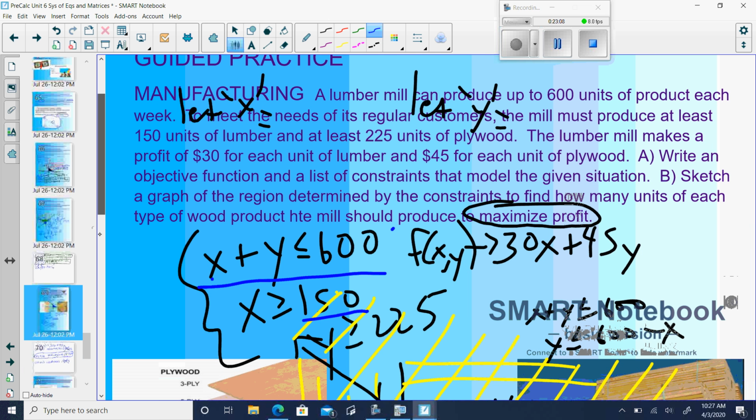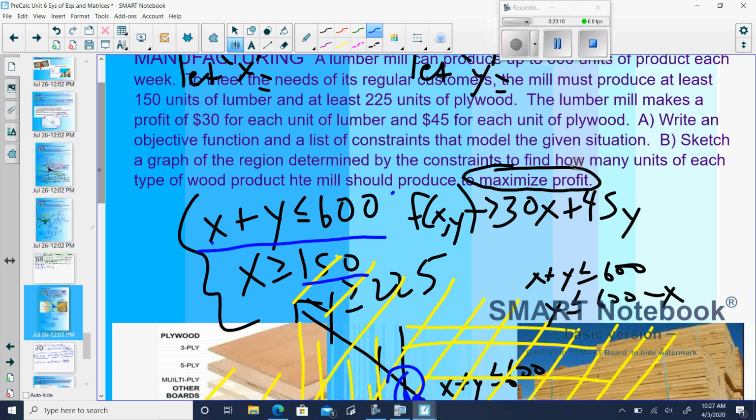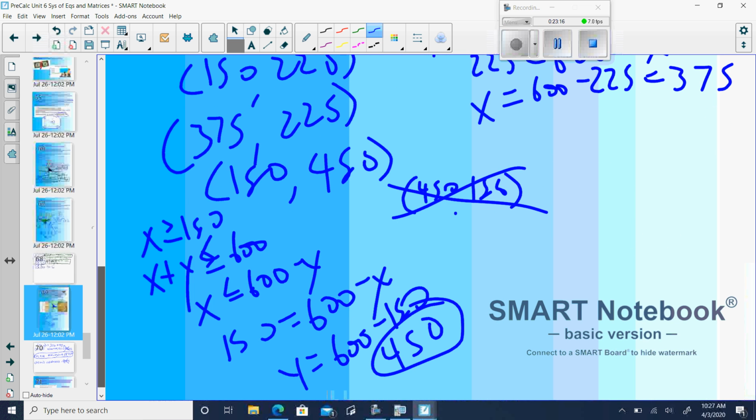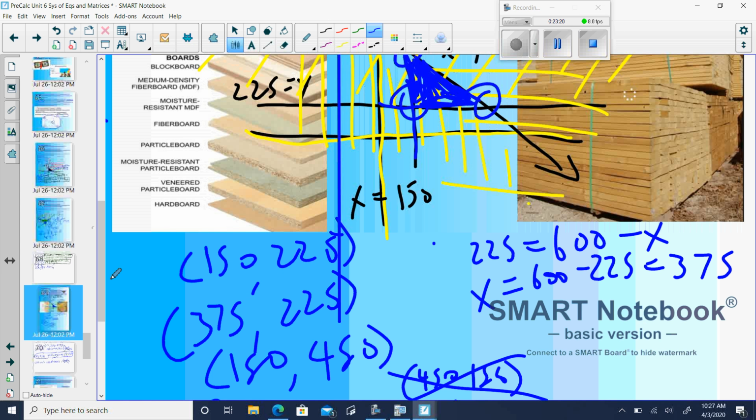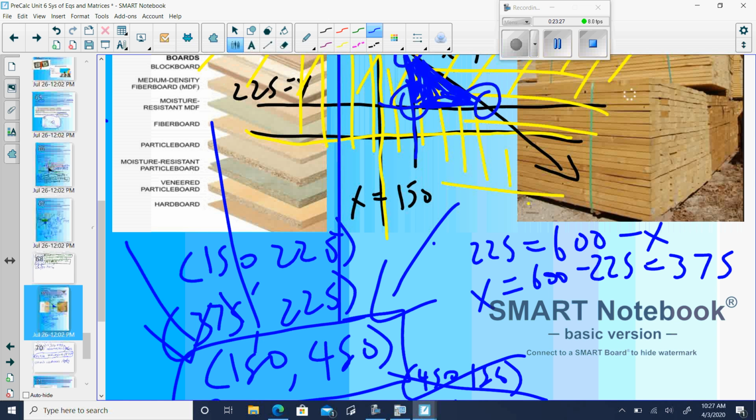So what's going to maximize this? 150 units of lumber and 450 units of plywood. That's what's going to maximize. So 150 units of lumber, 450 units of plywood. That's what is going to maximize our profit.